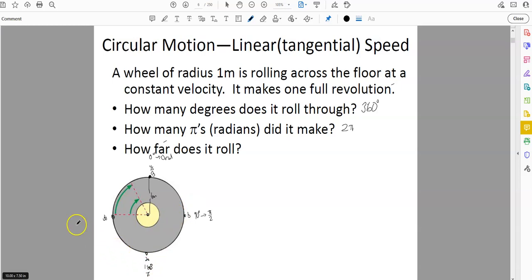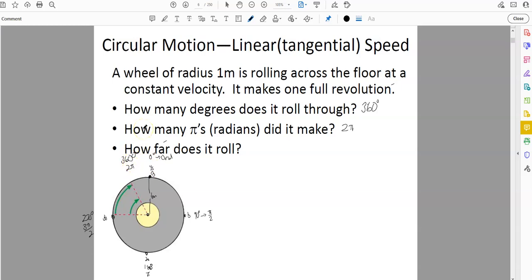And then over here at 270 degrees, what is that? 3 pi over 2, so 1.5 pi's. And then finally, when it gets back up to the top here, it's rolled through 360 degrees at the 4 second mark, and that's actually 2 pi.